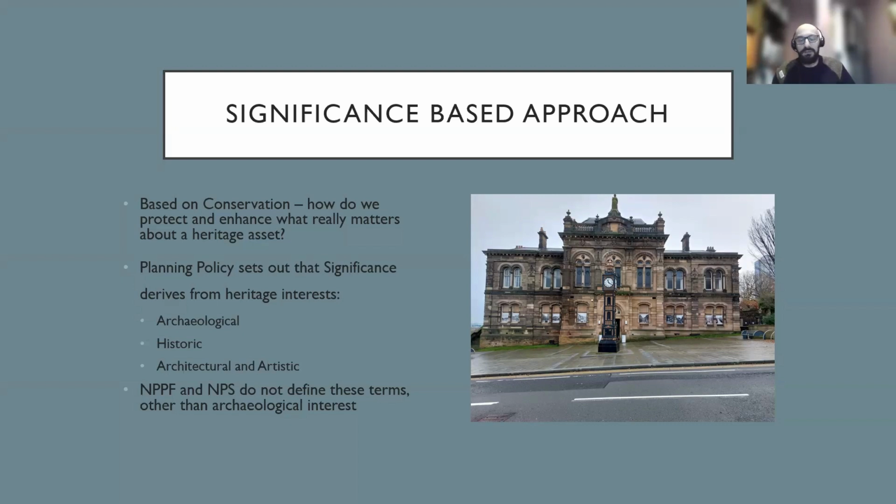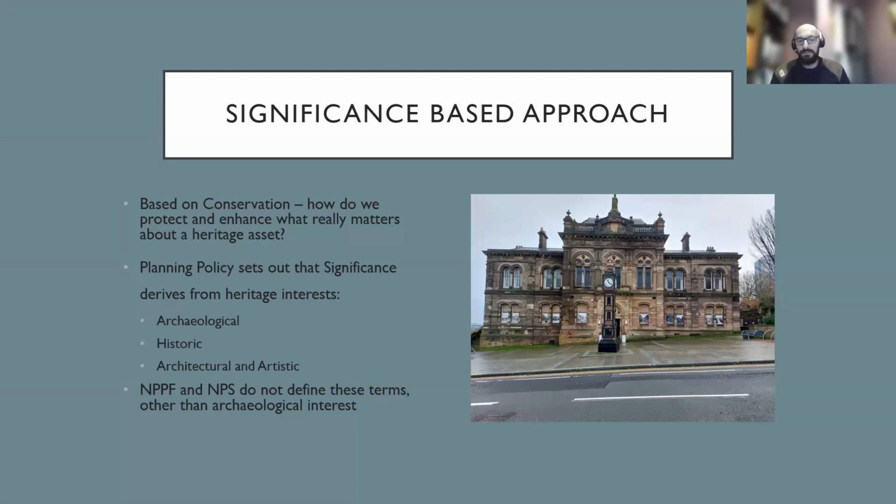So to start off with, just a reminder that the way that English heritage protection is set up is based on a conservation approach, which is about understanding what's really important about a heritage asset or a historic place and seeking to protect and enhance that. So rather than looking purely at fabric and how we make something look like what we think it should look like, it's about what really matters. And that develops a whole vocabulary and a whole series of concepts that contribute to that.